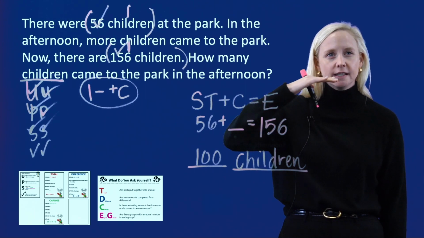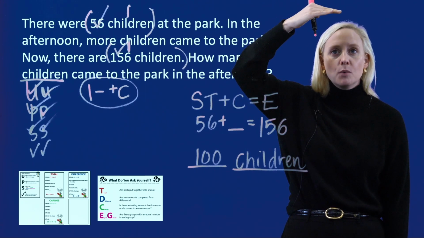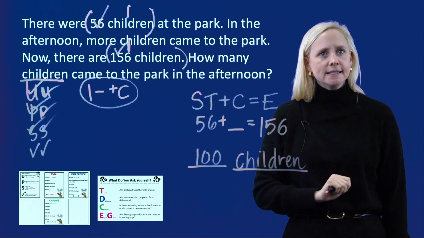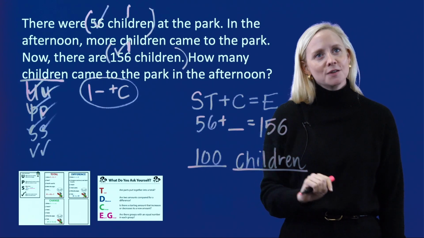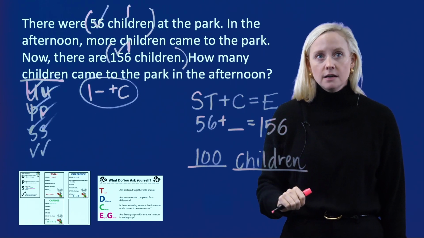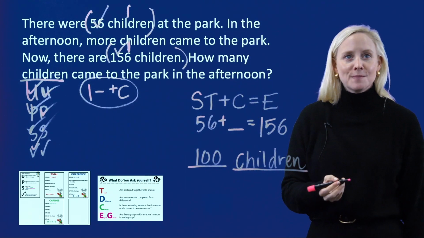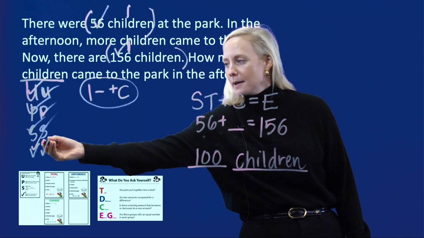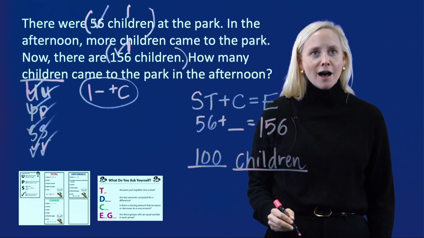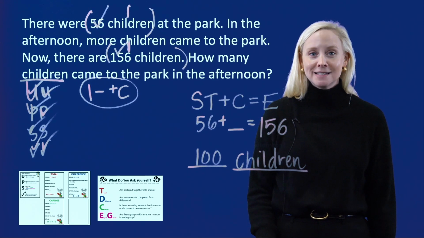Okay, if I have 56 children and 100 more come to the park, it makes sense that I'm going to have 156 children. You also could have kids do the math again to check their answer. But I know my number answer makes sense. My label answer, children, well, that matches what I underline in my question sentence. Great job solving this change problem with our missing change amount.